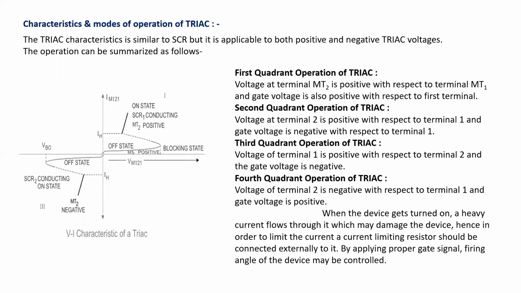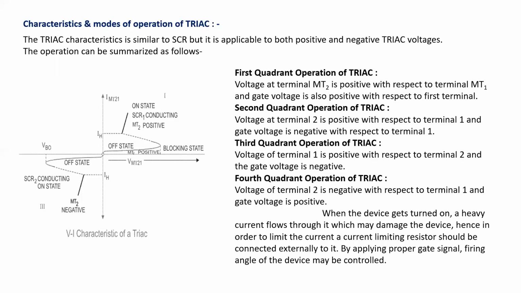Now this is the characteristic of the TRIAC. Basically, it has three regions of operation. Initially, when the TRIAC is in the off state, the voltage across it is very high, and we treat that as the off state. Then after the breakdown voltage for the TRIAC, when it comes into conduction, it goes into the conducting state, or we say the on state of the TRIAC.